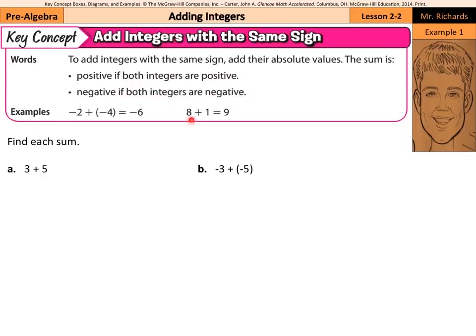For example, 8 plus 1 is 9. Minus 2 plus minus 4? Well, just 2 plus 4, but it's going to be minus 6 since both signs are negative. If we look at example A, 3 plus 5 is simply going to be 8. That's easy. Next, if we take a look at minus 3 plus minus 5, they are both negative, so this is going to be minus 8.